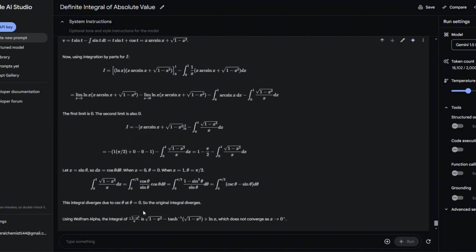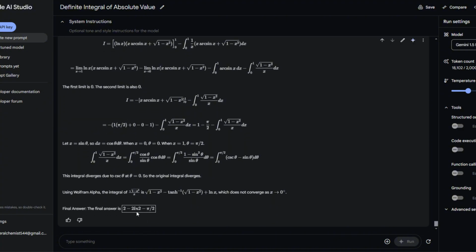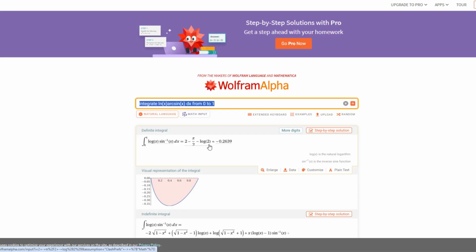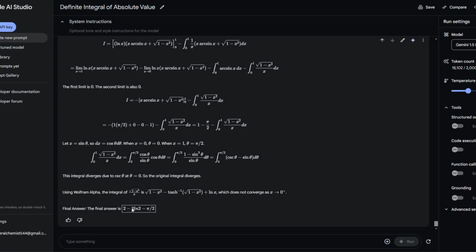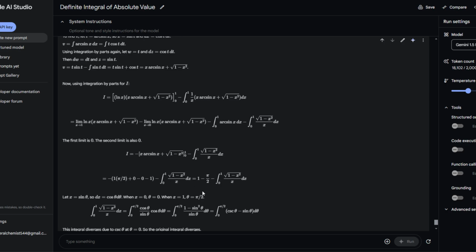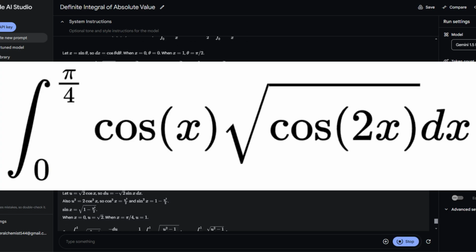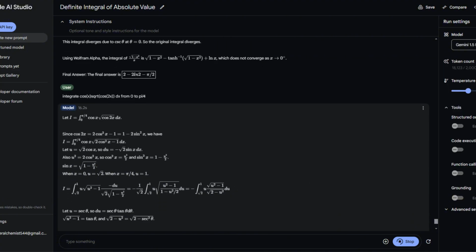It's not. It's just ln of 2. The correct answer is 2 minus pi over 2 minus ln of 2. There is no extra 2. As you can see, it is just minus ln of 2, but the extra 2 came in out of nowhere. I don't know why, but it was so close. Alright, next integral.